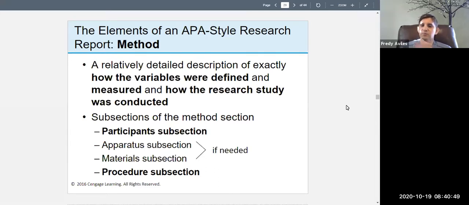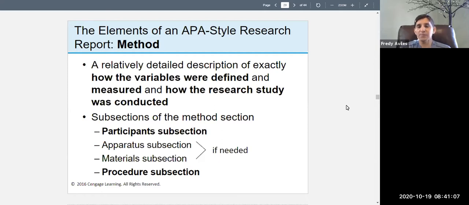You need to describe your participants, so there's usually a participant subsection. There might be an apparatus section, a materials subsection. It says there, if needed, there's a procedure subsection. For you guys, I'll put it to you this way. When you do a survey, which is what you guys are doing, you're going to need a participant subsection. You're going to need a section where you describe your participants.